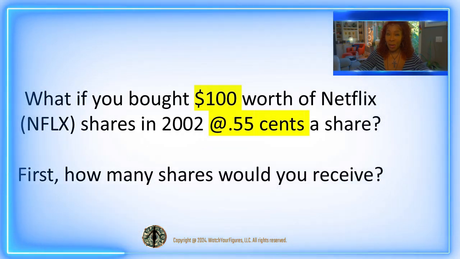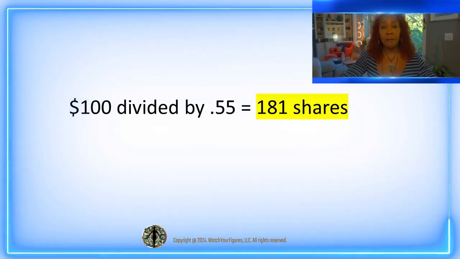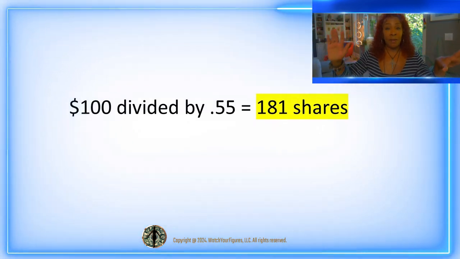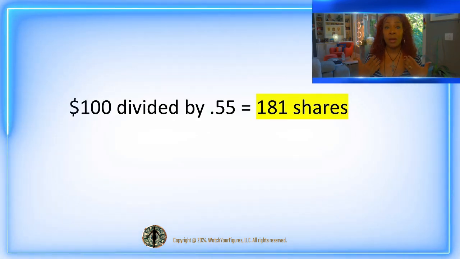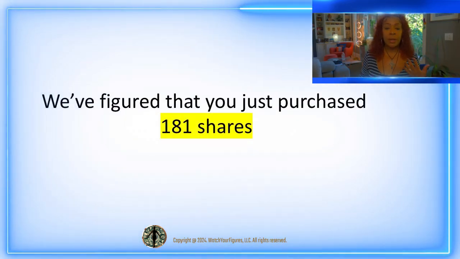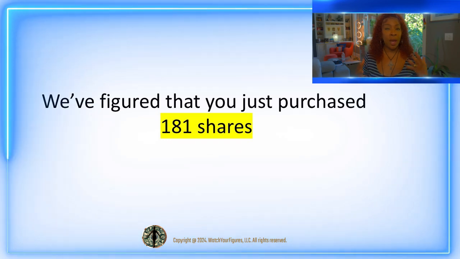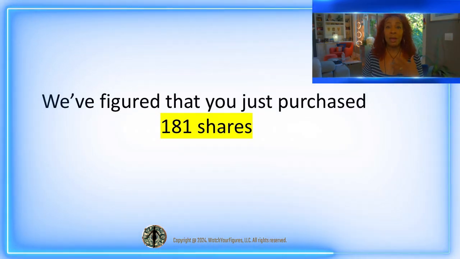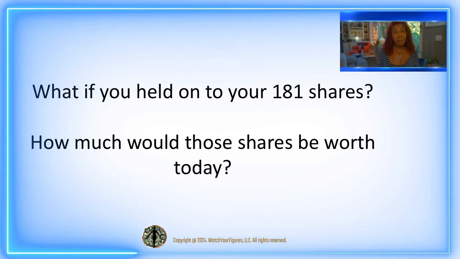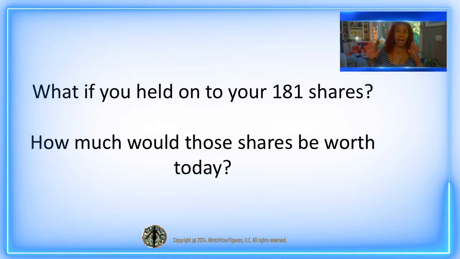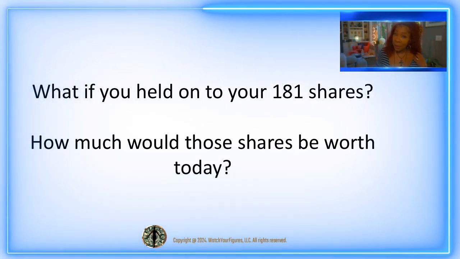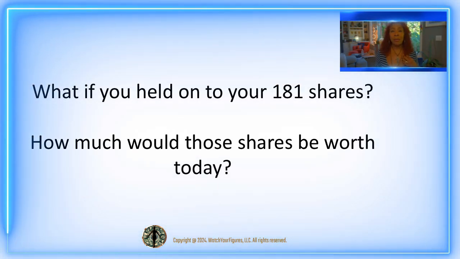First of all, tell me how many shares would you receive? To figure it out, if you have $100 and it's 55 cents a share, you want to take that $100 and divide it by the 55 cents, and that will tell you how many shares you can afford to get. So 100 divided by 55 cents means that you would get 181 shares. So for $100, you would have had 181 shares of Netflix back in 2002. Now, you weren't greedy. You had this on the side. This is for your future, so you weren't planning on selling it anytime soon. But now you're kind of thinking about it, right? That was 2002. Now it's 2024. You're like, let me see where it is right now.